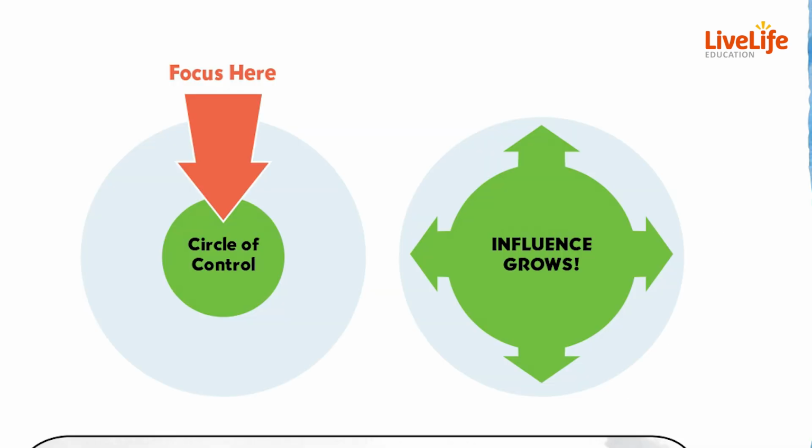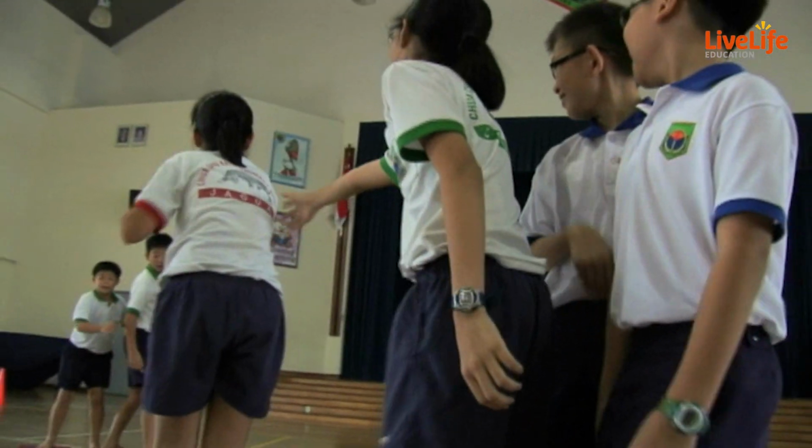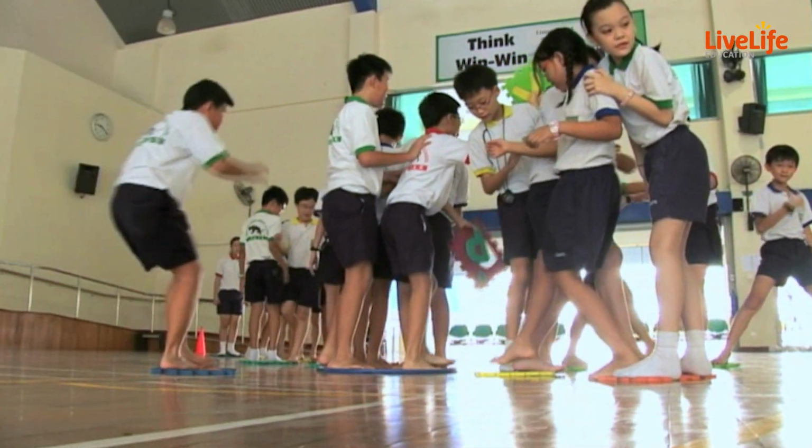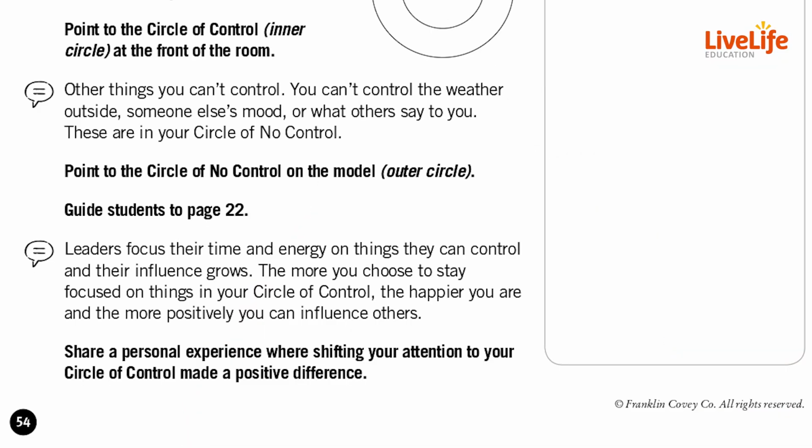Take 3 to 4 minutes. Yes, it will get everybody excited. Then you start delivering the lesson. You will need not more than 10 minutes to do it. And at the end of this particular page number 54, you have to tell them a story from your life where you focused on your circle of control.